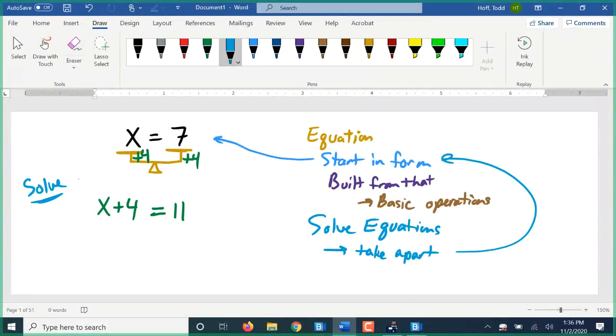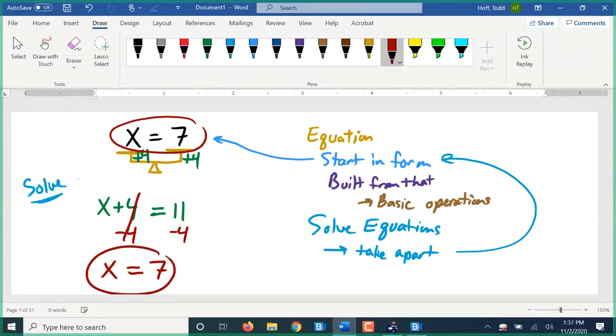So this equation here was built by adding 4. To take it apart, we're going to do the opposite. The opposite of adding 4 would be subtracting 4. Remembering that whatever we do to one side, we have to do the exact same thing to the other side to keep it balanced. So we subtract 4 from the left. That gets rid of that adding 4, gives us just x. We have to also subtract 4 from the right side. 11 minus 4 is 7. It gets us right back to that form that we started with, x equals 7.